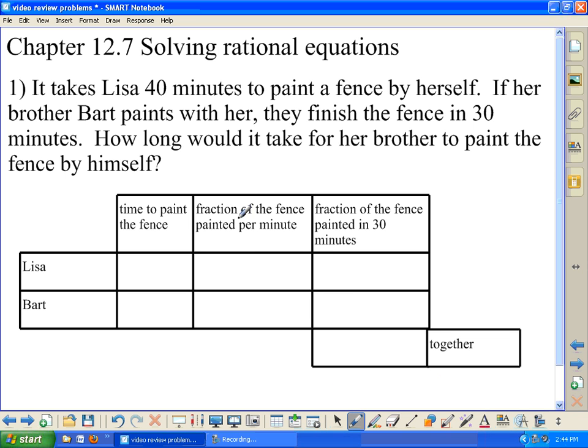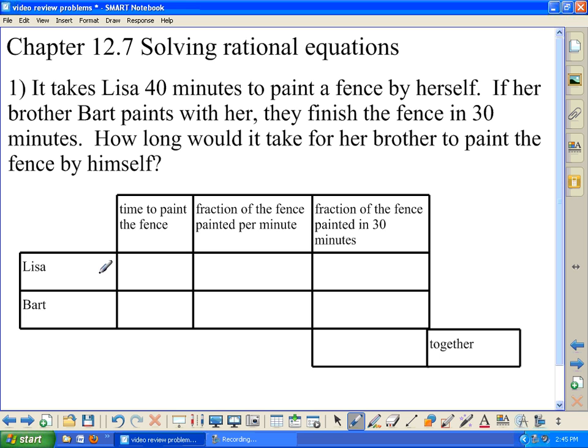Most of these shared work problems can be done using a table such as this. In our problem here, it takes Lisa 40 minutes to paint a fence by herself. If her brother paints with her, they finish the fence in 30 minutes. How long would it take for her brother to paint the fence by himself?